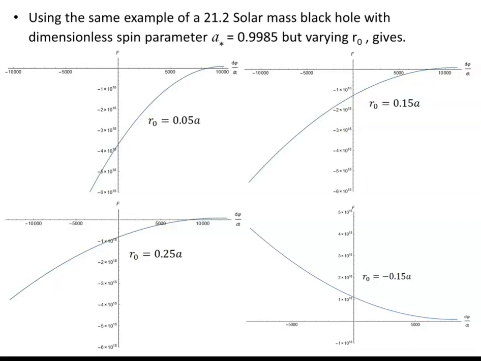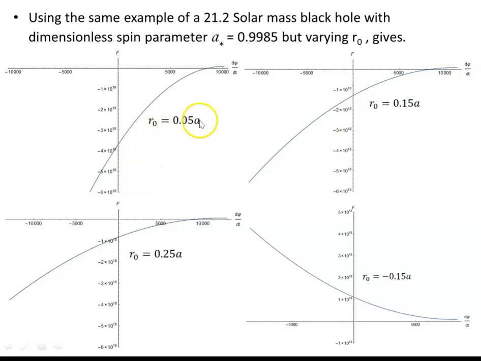All right, now using the same example of a 21.2 solar mass black hole with dimensionless spin parameter A star, same as before. This is an actual black hole. I forget its identity. I've done it in the Kerr video. If you look at the Kerr metric videos playlist, you'll find it there. I can't remember its name. Now we're going to vary R0, so within that ring we're going to have circles of different radii.